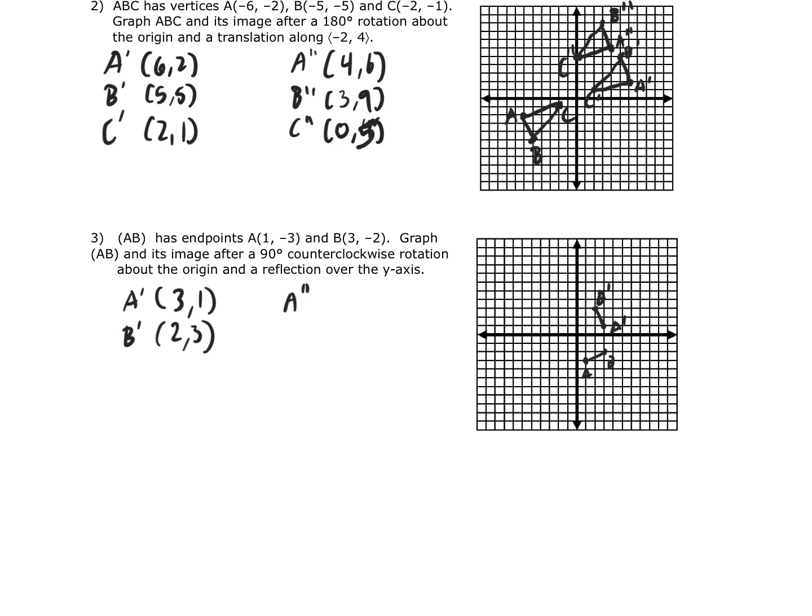So A double prime, B double prime. Reflected over the y-axis means we change the sign of the x value. So this becomes (-3, 1). And this becomes (-2, 3). Let's go ahead and plot those points: (-3, 1) and (-2, 3). So there's A double prime and B double prime.